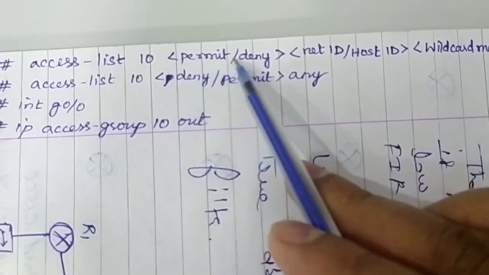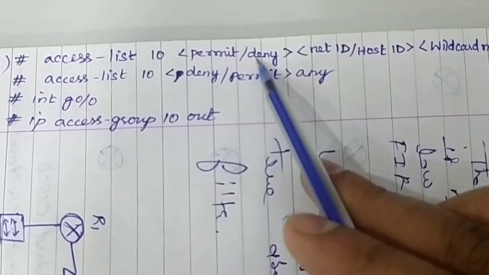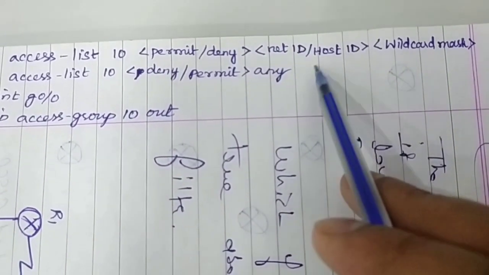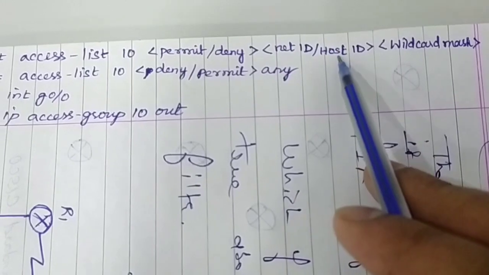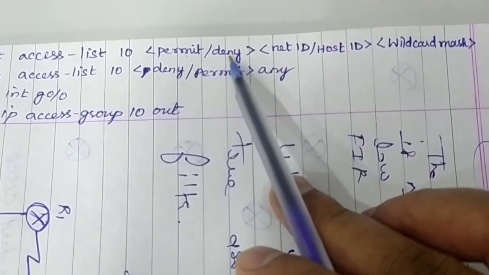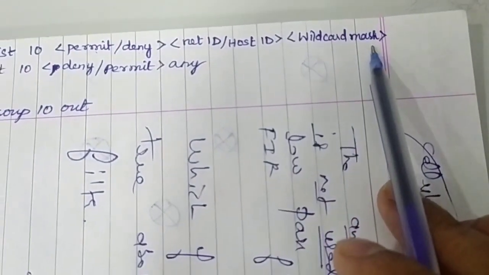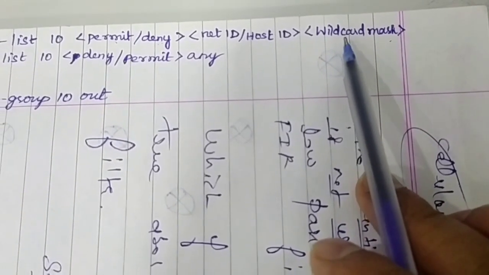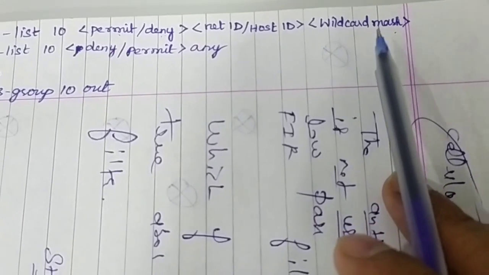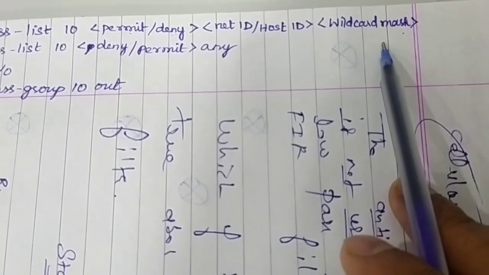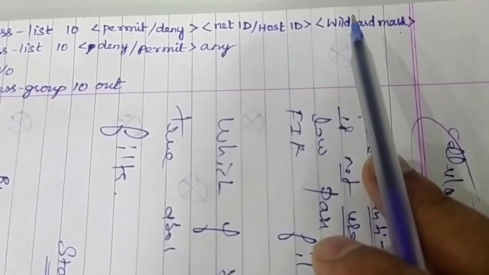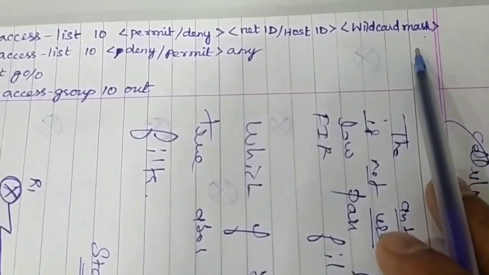After that you can use either permit or deny. Next you give a network ID or host ID; whatever network or host you give, I am going to permit or deny according to my wish. Next you have to give the wildcard mask. We know the subnet mask, and the reversal of the subnet mask is the wildcard mask. For example, 255.255.255.0 is the subnet mask; in the wildcard mask you have to invert it, which means 0.0.0.255.